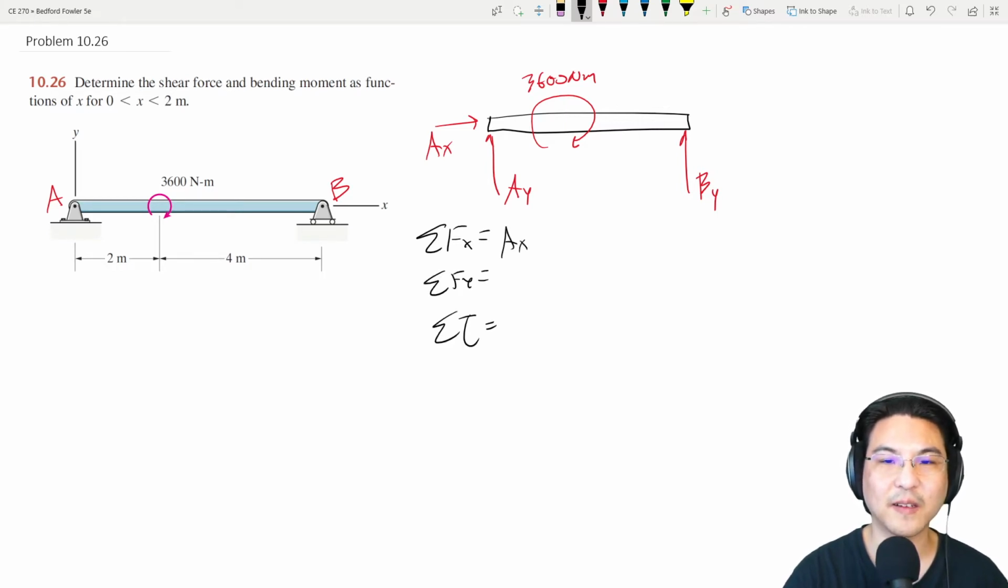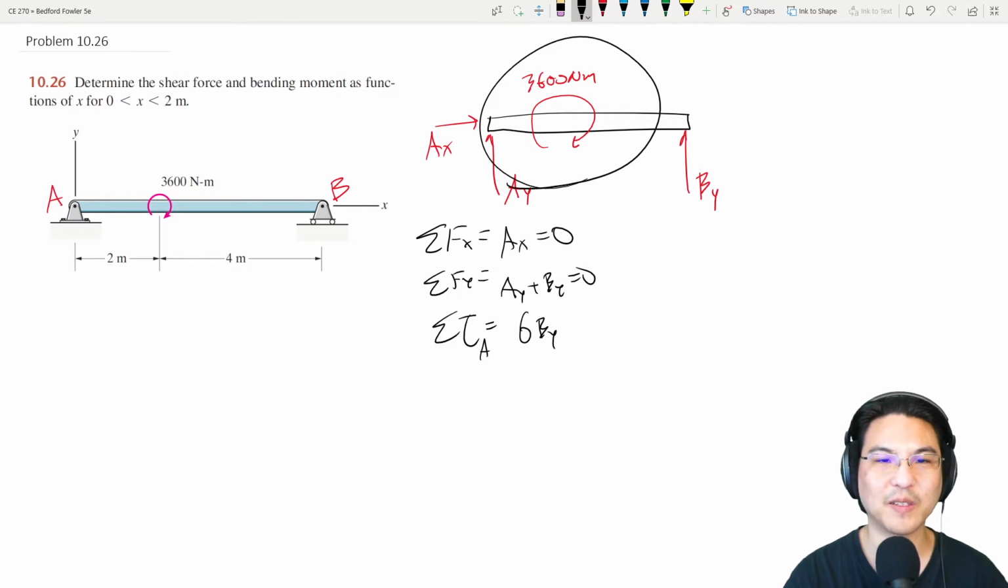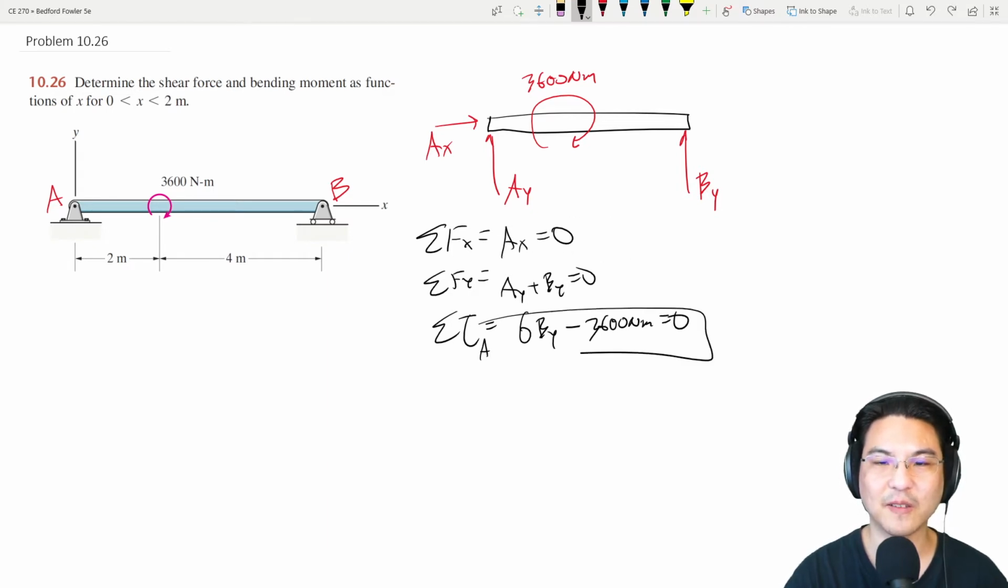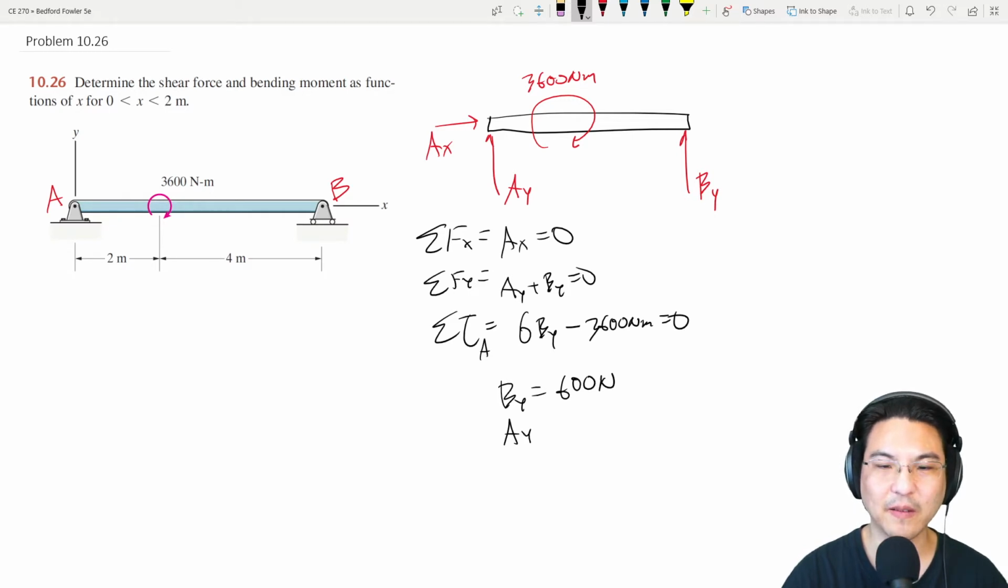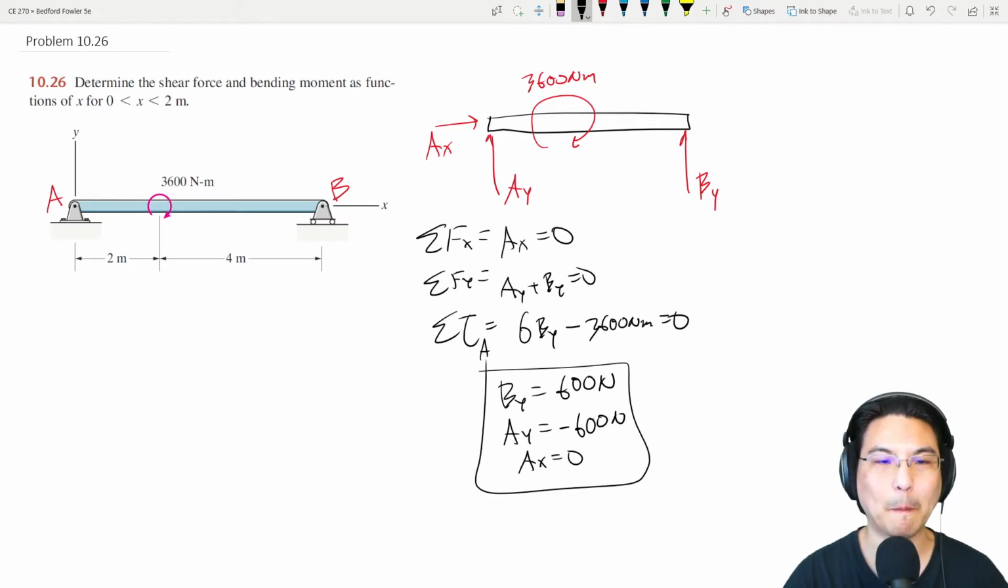Okay, so in the X direction, AX, Y direction, and sum torque about anywhere we want, about over here. The torque by this is 6 meters times By, and then the couple is going actually in the negative Z direction, so negative. Okay, so AX is 0, solve this for By, 3600 over 6 is 600. And then AY is negative BY, so negative 600. And AX was 0. Okay, so we got the reactions.